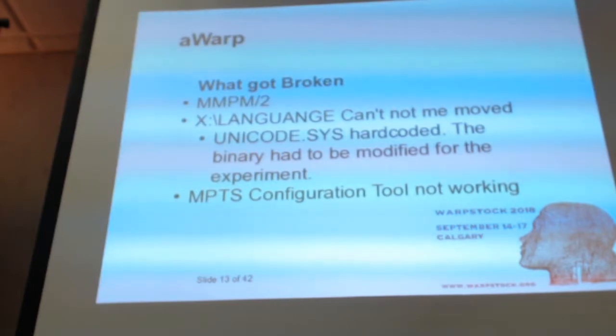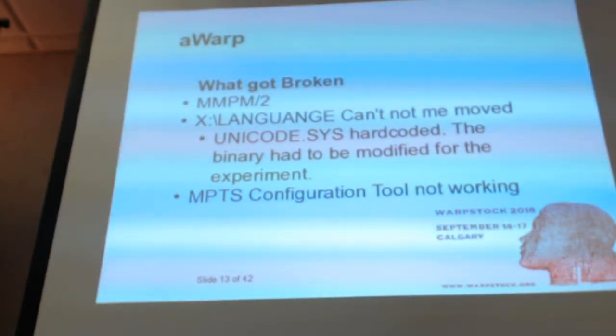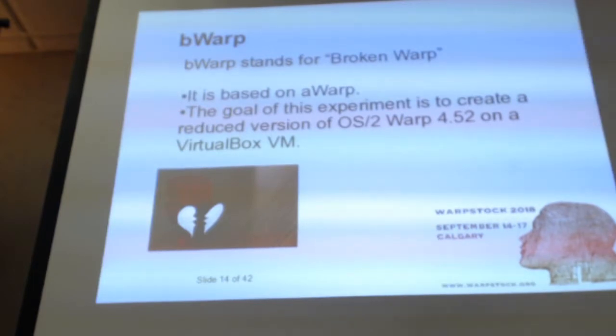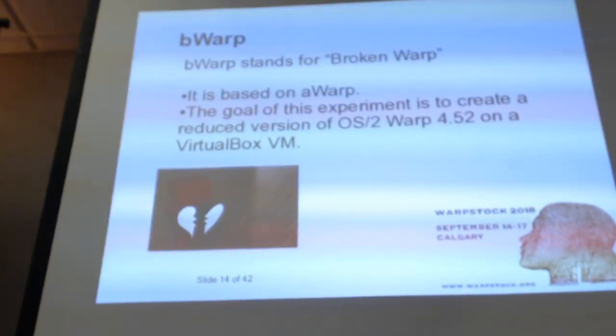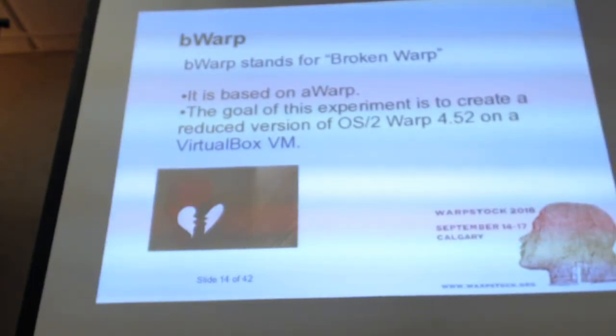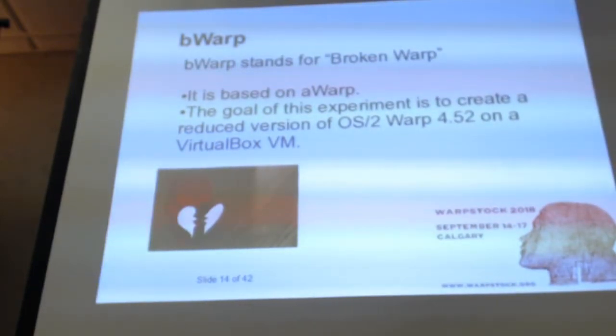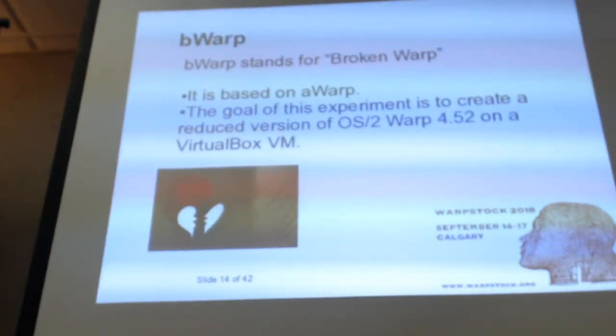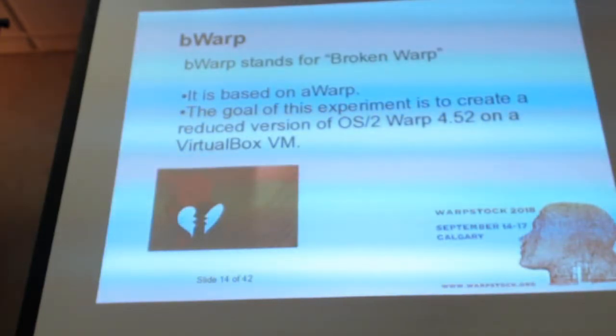So once I got a Warp more or less stable, I thought, okay, let's move to the next experiment, which is B-Warp, which stands for Broken Warp, okay? Broken Warp is based on the other virtual machine, A-Warp. And the goal of this experiment was to create a reduced version of OS2 Warp on VirtualBox. So this time I'm going to start to cut things out of OS2 and see how I can reduce the size.